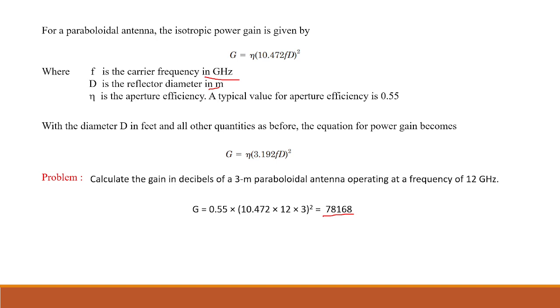78,168. But in the question, we need to find the gain in decibels. Therefore, we take 10 log of 78,168. Then we get the decibel equivalent for gain. So the decibel equivalent for gain is 48.19. Okay, thank you.